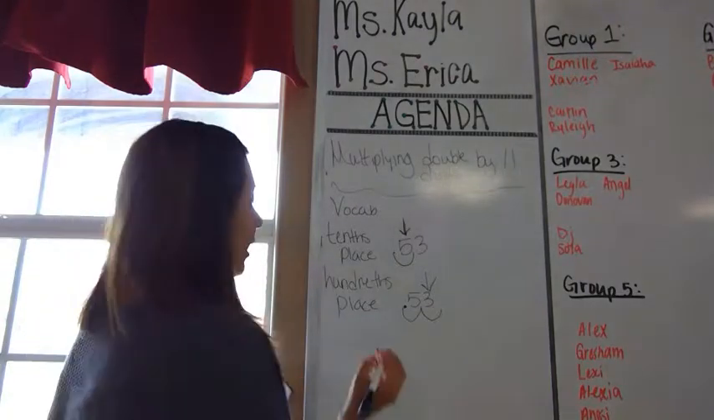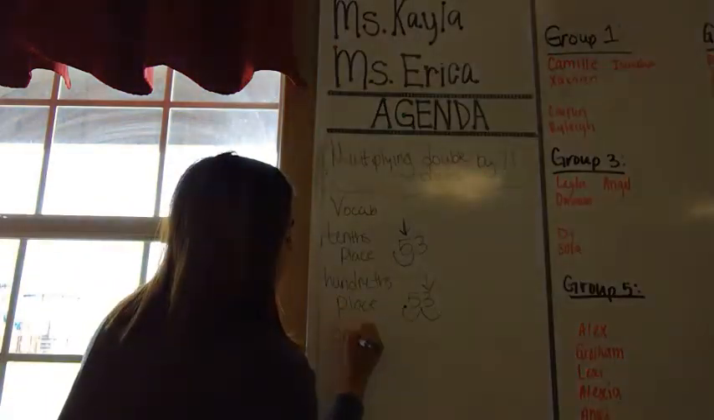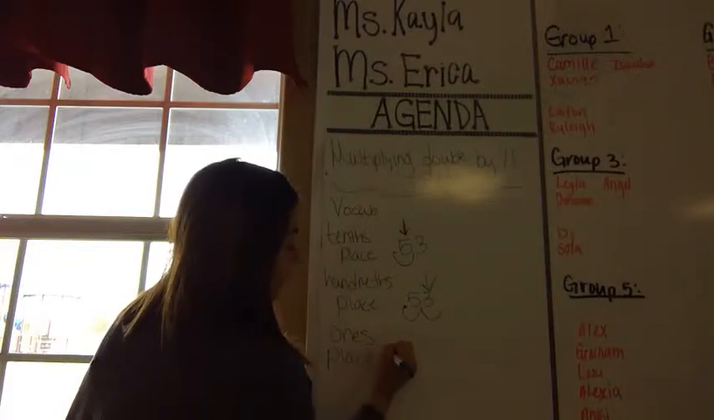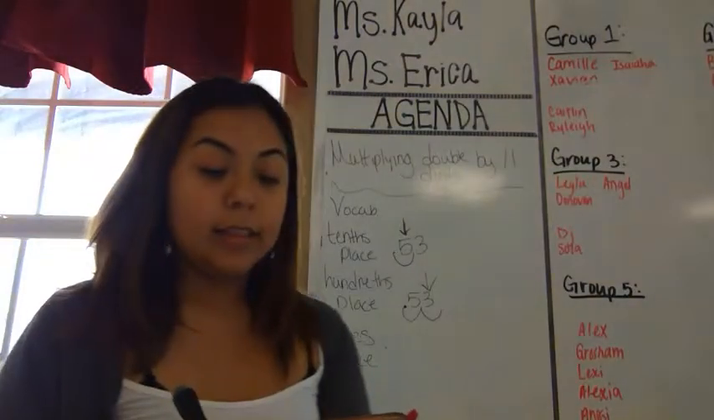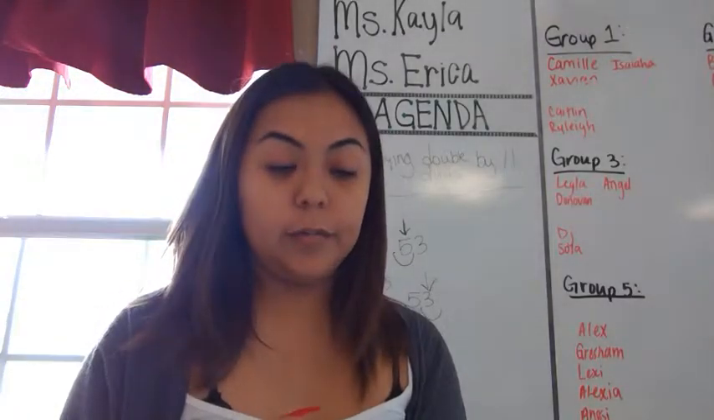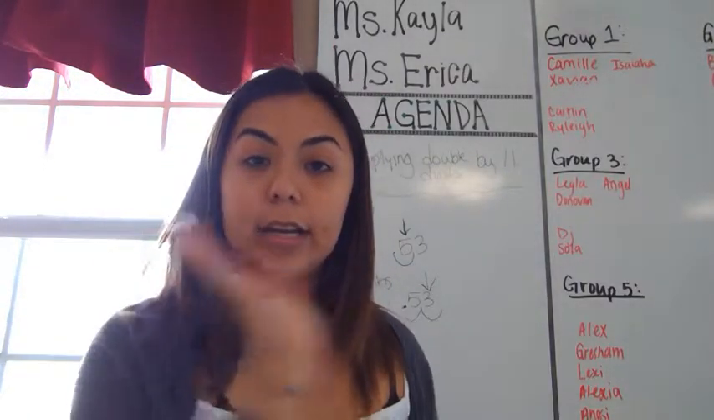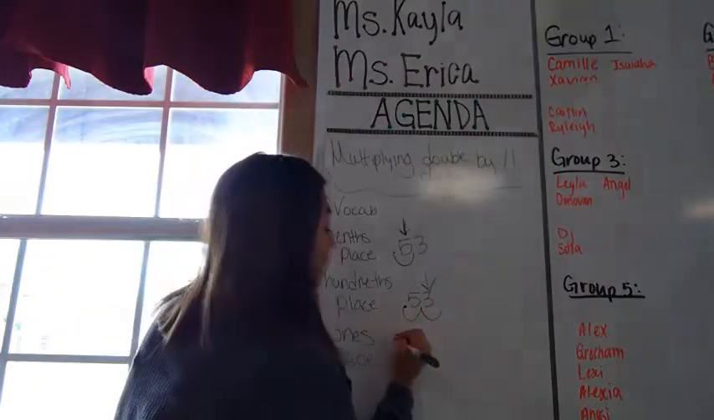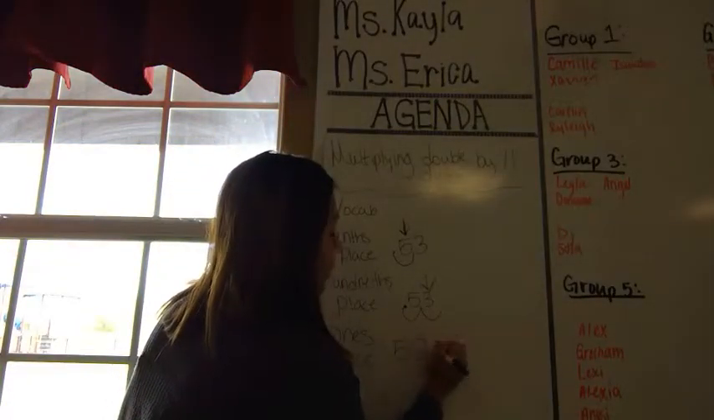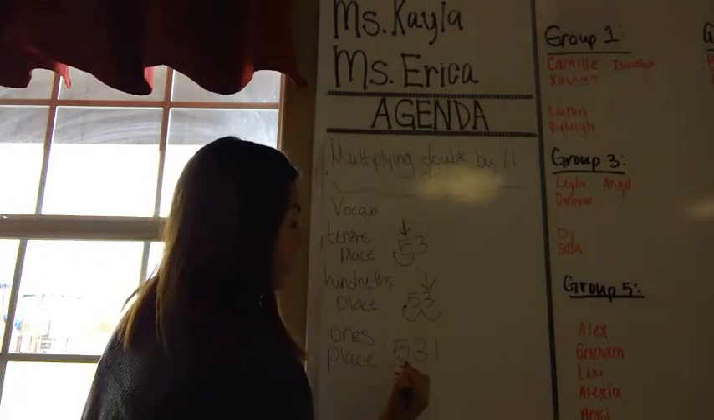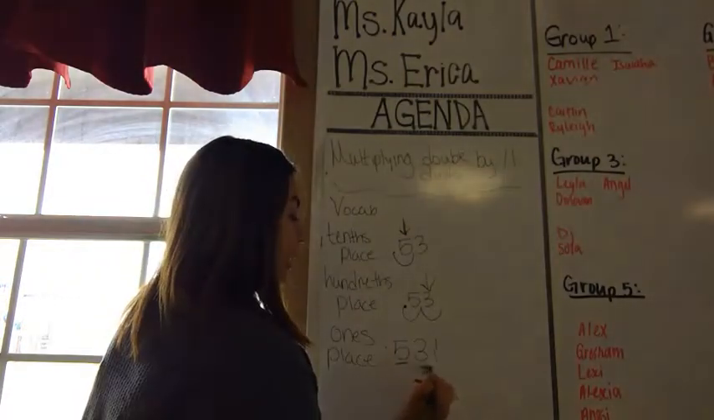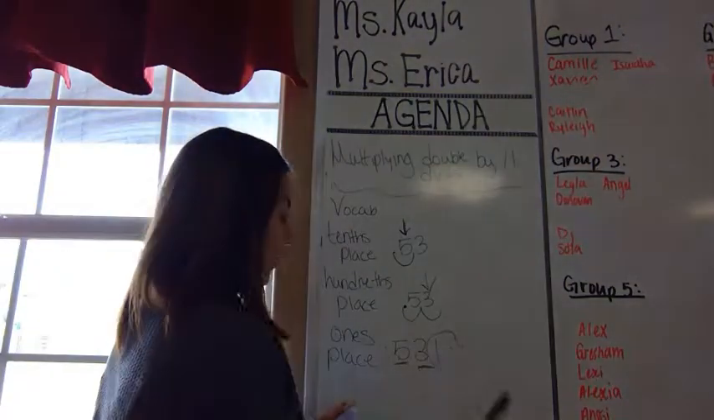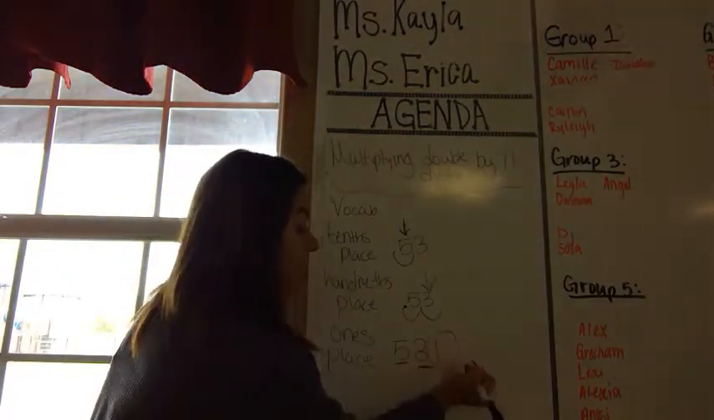Finally, we're going to look at the ones place. So the ones place is going to be the very last digit of your number. So if you have the number 531, well, the 500 is your hundreds, the 30 is your tens, the 1 will be in your ones place. It's going to be the very last one before the decimal.